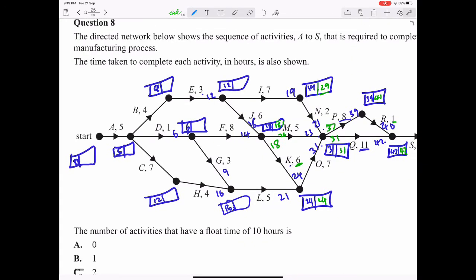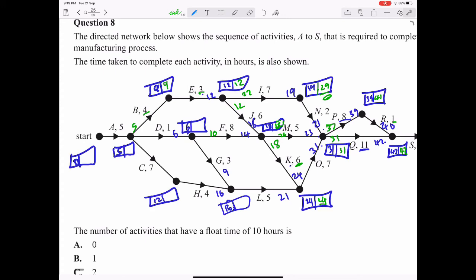18 minus 6 is 12. And 29 over here minus 7 is 22. So therefore, the smallest number is 12, goes in the box. 12 minus 3 over here is 9. 9 minus 4 over here is 5. Let's come back over here, 18. 18 minus 8 is 10.